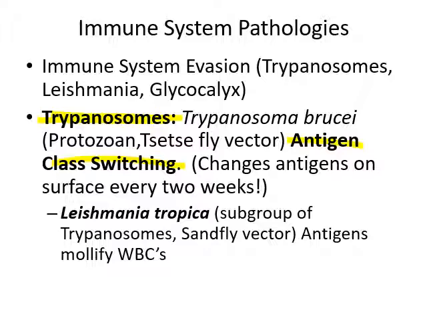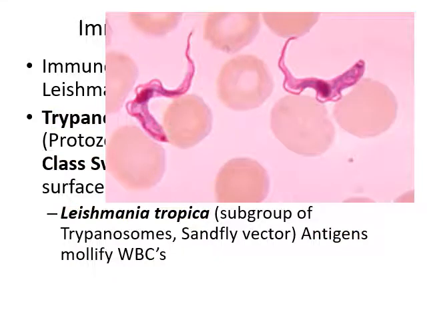Now there's a subgroup of trypanosomes called Leishmania tropica that cause a disease called leishmaniasis, which has some proteins on its surface that actually mollify or subdue the white blood cells that are there to eat it. Right, so that's an even worse thing, leishmaniasis. And we're not really sure how to deal with that, but from a biology standpoint, it's very interesting. Okay, so these are trypanosomes.